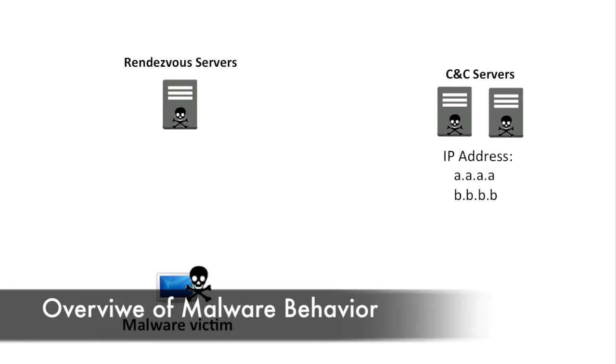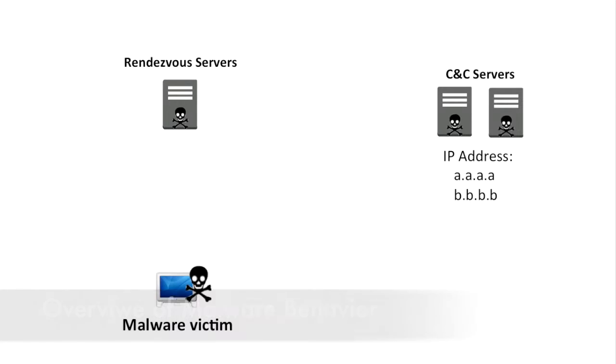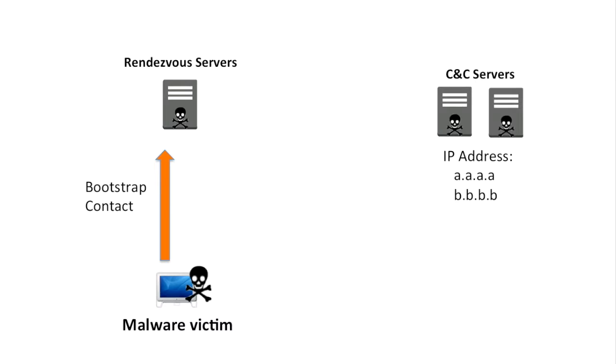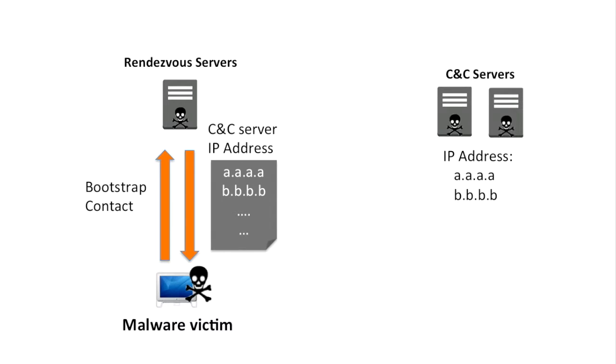Next, we will explain the detailed behavior of malware. A victim host, which is infected by a bot program, tries to communicate with CNC servers. We will discuss how the host finds the CNC servers that they are going to contact. First of all, the victim host connects to a rendezvous CNC server which knows other CNC servers. Then, that rendezvous CNC server tells the IP address of an actual CNC server to the host.